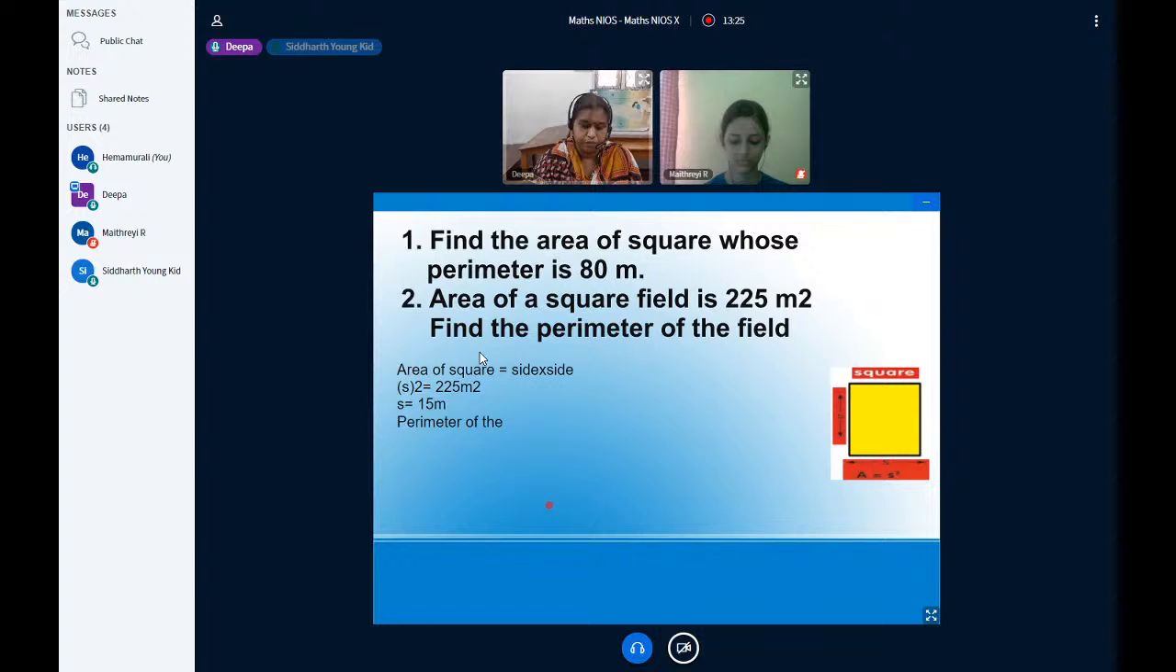Very good. Perimeter of the field is equal to 4 into side. How much side? 4 into 15. Very good. So the perimeter of the given field is 60 meters. Any doubt? Okay. We move to the next sum.